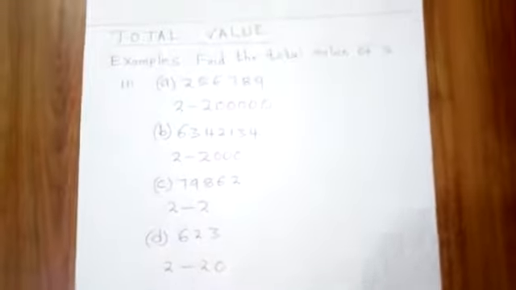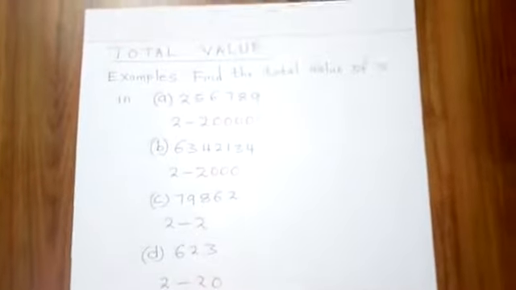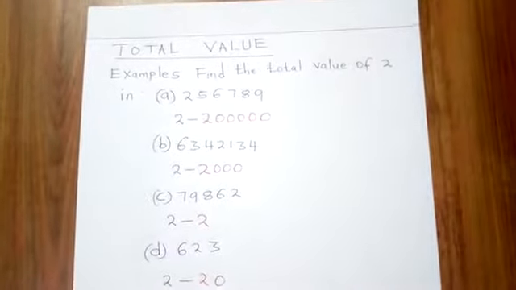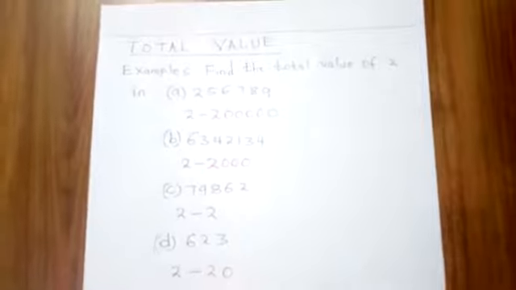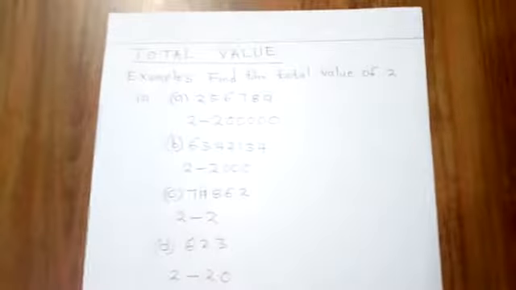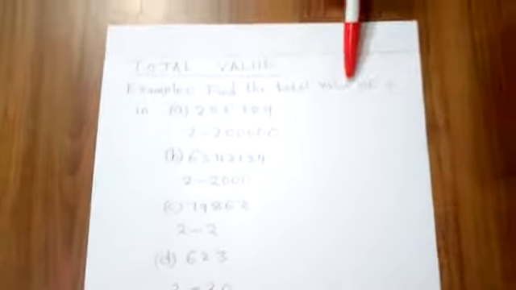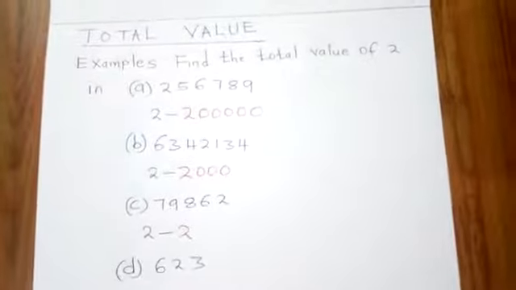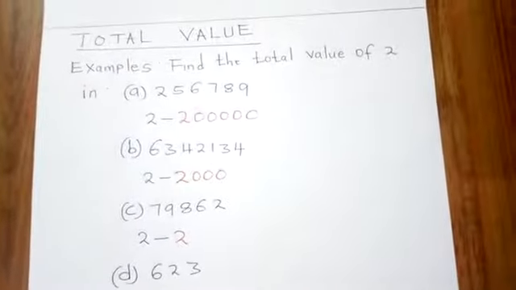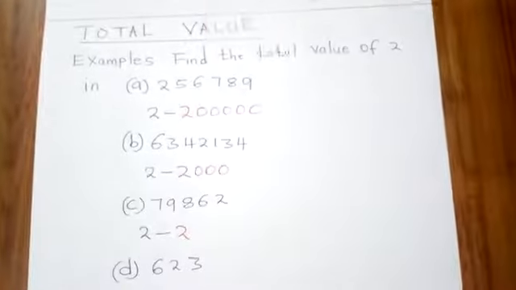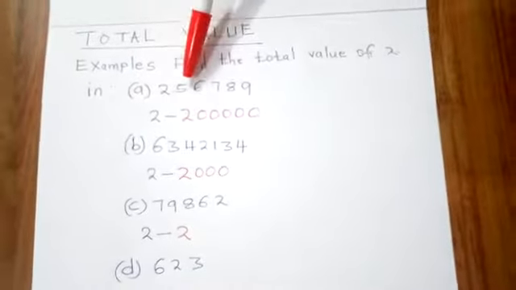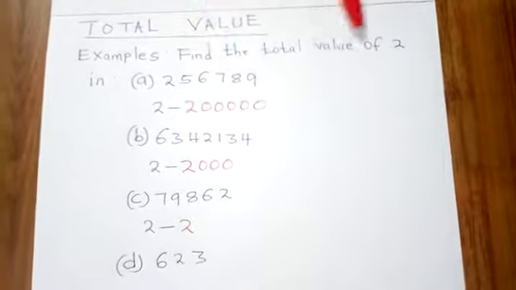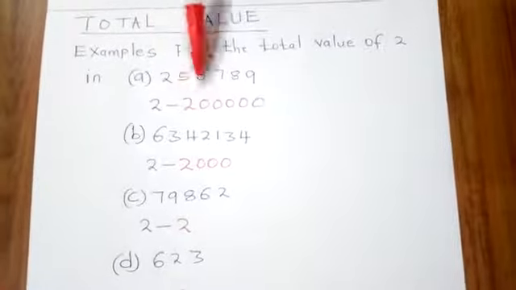Now, after the place value, I want us to look at the total value so that we can learn what is the difference between the place value and the total value. So, our first example, find the total value of 2. We are going to use the same numbers, but now we are looking for the total value. So our first example is the same, 256,789.